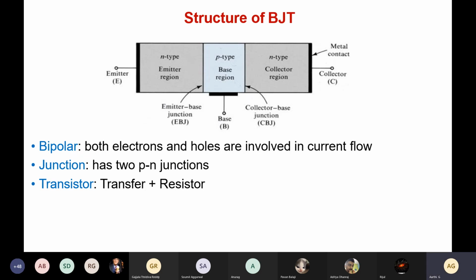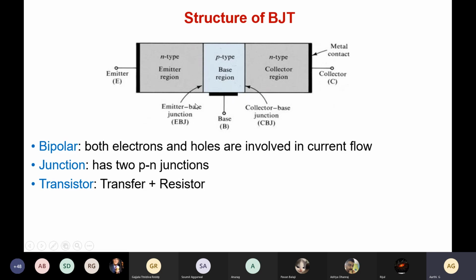Here the term bipolar means both electrons and holes are involved in the current flow. So we will have both the hole current as well as the electron current in a BJT. We have two PN junctions here. You see the three terminals: emitter, base, and collector. Between the emitter and the base there is a PN junction. Here this is N type and this is P type, so N and P form a PN junction.